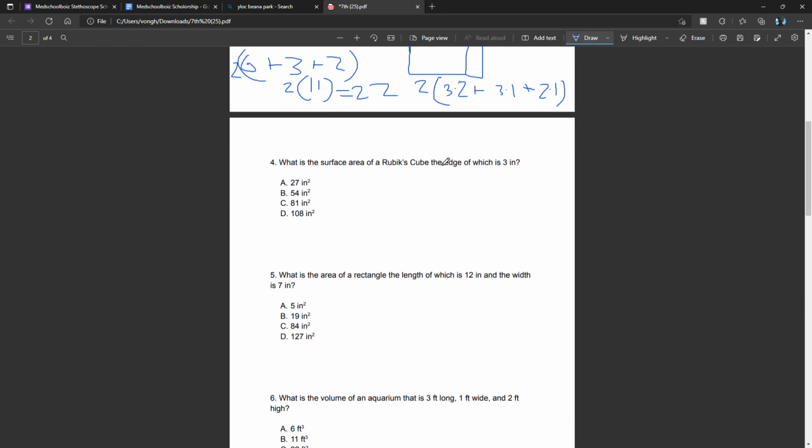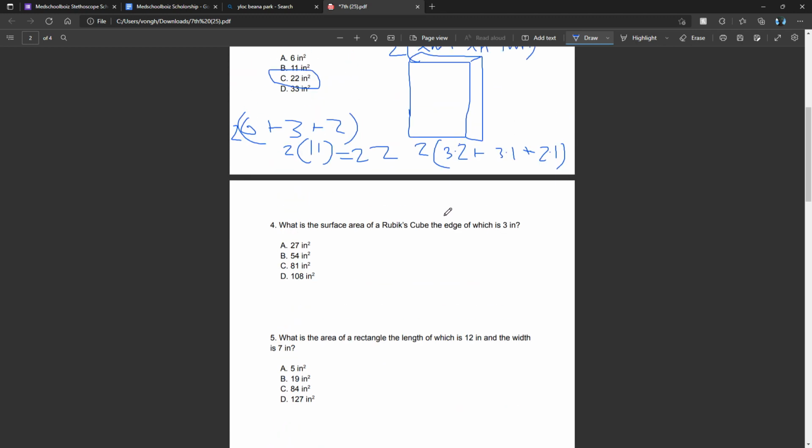What is the surface area of a Rubik's Cube with the edge of 3 inches? We have a Rubik's Cube, and we are trying to find the surface area, but we know one of the edges is 3. A faster way to do this: we know that a cube has 6 sides. If we just find the area of one of the sides, since it's a cube, all edges are equal, so 3 times 3 is 9. The area of one side is 9, and since there are 6 sides, we would just do 9 times 6, which equals 54. The answer is B.